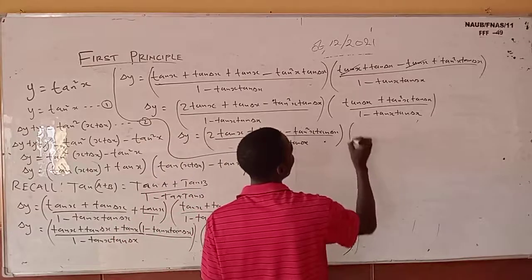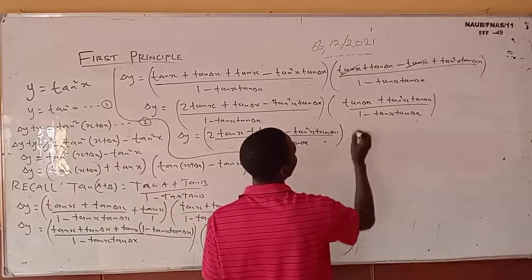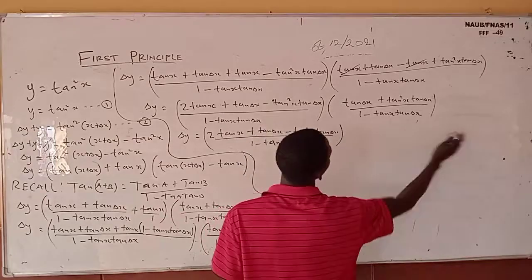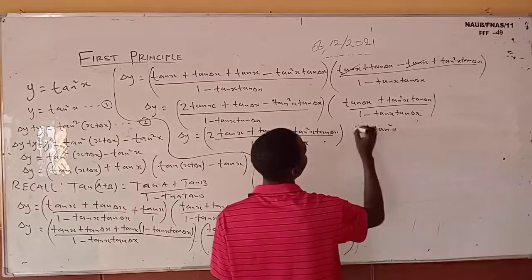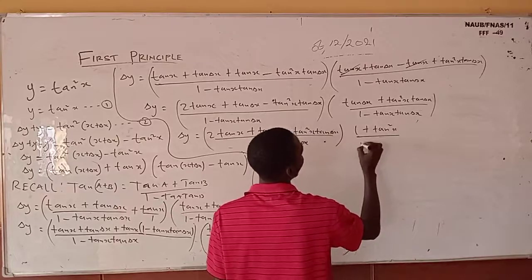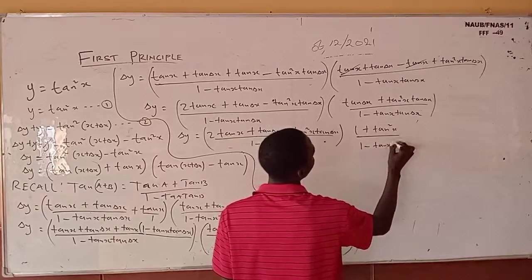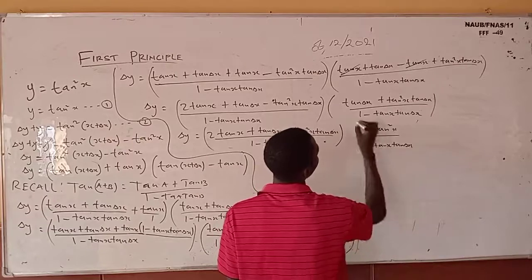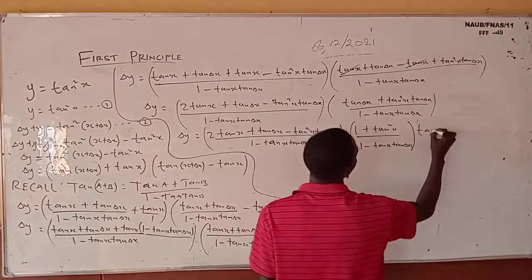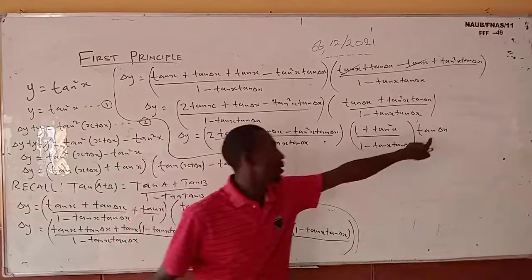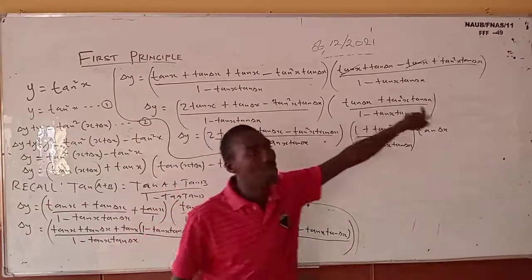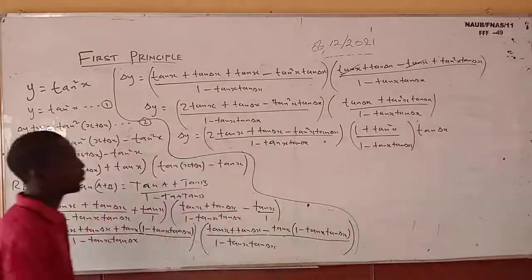So let me factor out this by factor at this side, so we're left with 1 plus tan² s all over 1 minus tan s tan Δs, into tan Δs. If I multiply this with tan Δs, I'm going to get all this back. I hope you get that.